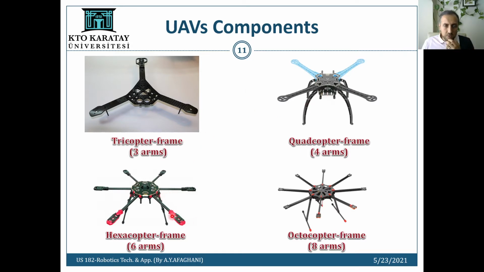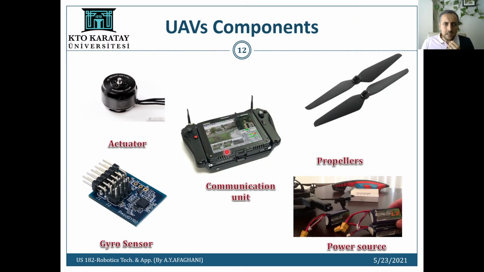We have here a hexacopter frame. It has 6 arms, and this is an octocopter frame. It has 8 arms. And these are the actuators, which are very small DC motors. It's a brushless DC motor. Over this we install the propellers in order to fly.